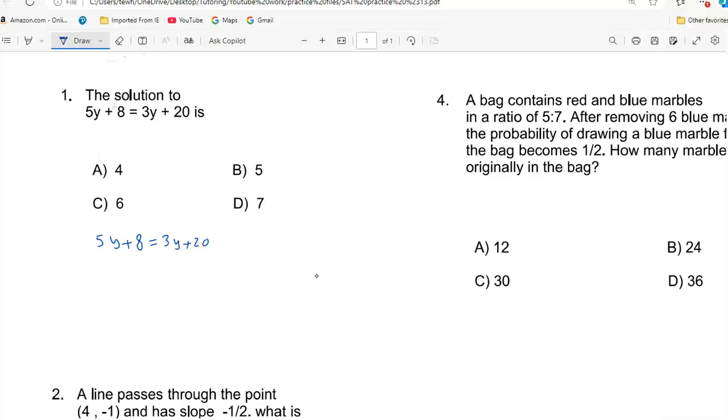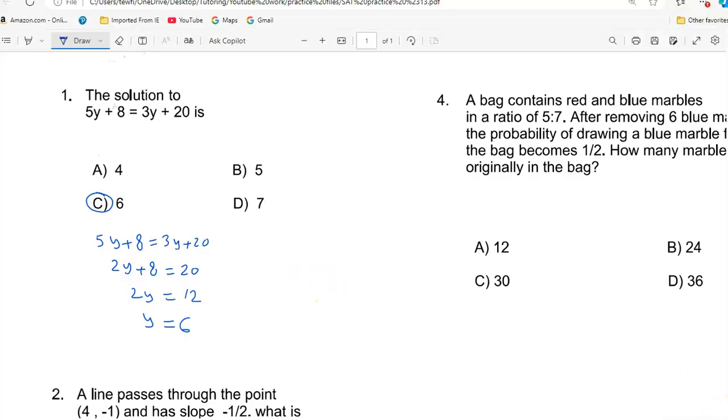We're looking for y. We'd like to isolate y on one side, so let's get rid of the 3y. Subtract 3y from both sides. You're going to get 2y plus 8 equal to 20. Get rid of the 8, subtract 8 from both sides. So 2y equal to 12. Divide both sides by 2 to get y by itself. So y equal to 6. And that should be the answer.